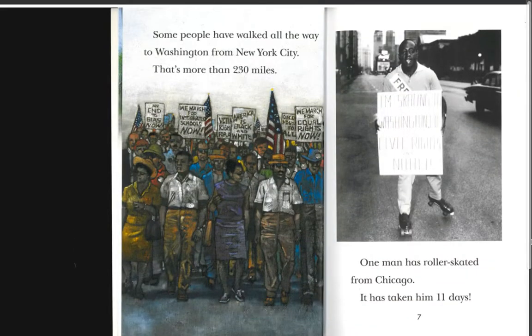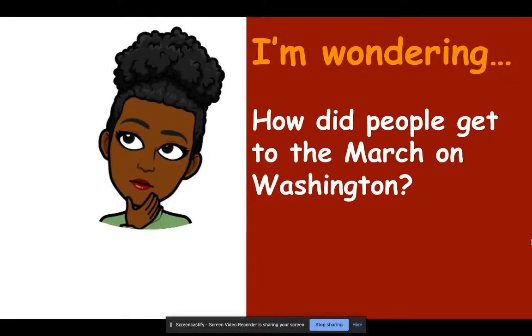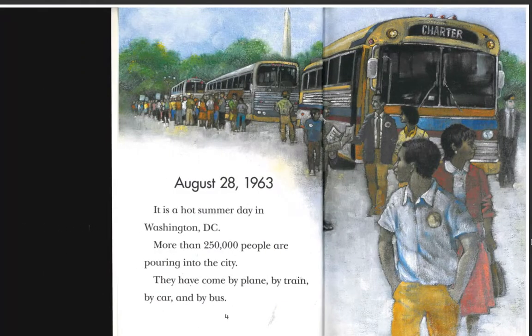Next, I'm going to scan these pages for important details in the words and in the pictures. I'm going to look for that key word that I chose earlier, Washington. Now, I already noticed that there's a bus on this page. That does help me answer my question, but good readers always read the text to get a better answer.